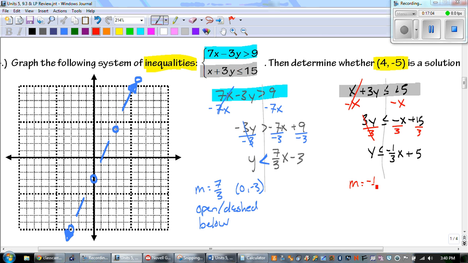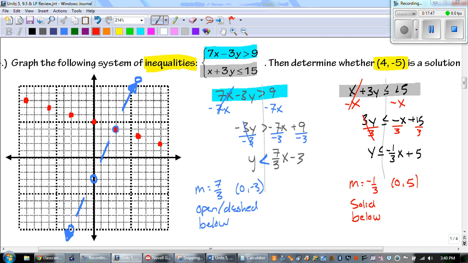Okay? So what do we know about that line? Well, we know that the slope is negative 1/3 and the y-intercept is 0, 5. When it has the line underneath it, it means that it is solid. And it's less than, so that means shade below. Okay, so I'm going to draw this line in red. There's 5, and I'm going down 1 over 3. Down 1 over 3. Down 1 over 3.